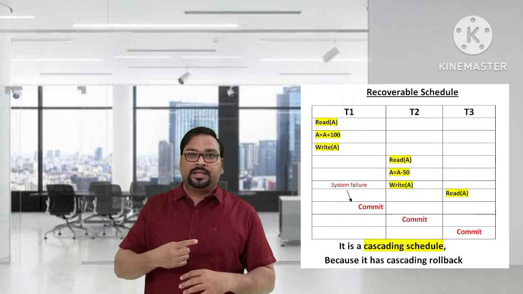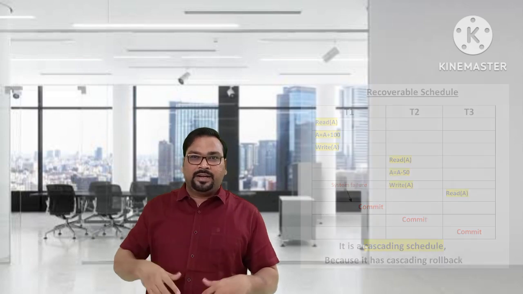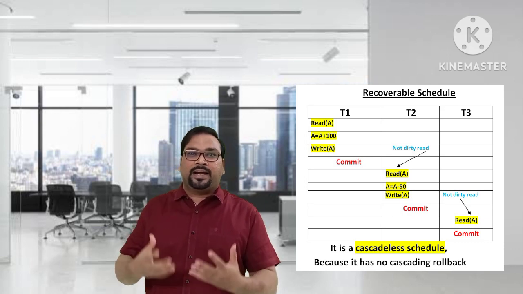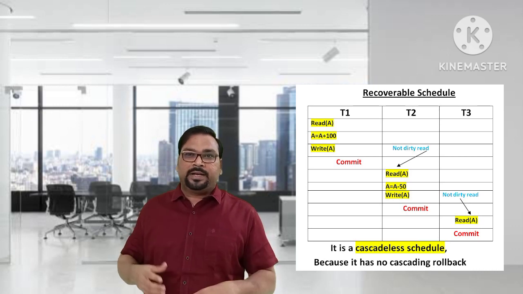So with that, I would like to conclude today's class: if a schedule is recoverable, it could be cascadeless, or it could be cascading, because in the previous slides we have seen a schedule that was recoverable but cascading, and now in the last we have seen cascadeless. So cascadeless provides you a kind of efficiency where you don't need to roll back all dependent transactions once the leading one fails. Okay, thank you all.